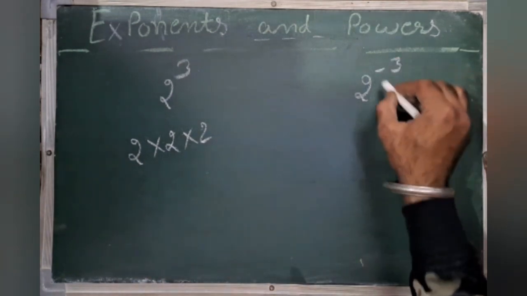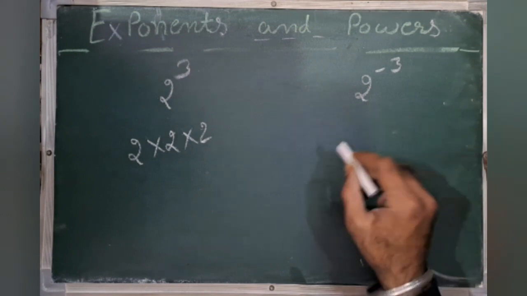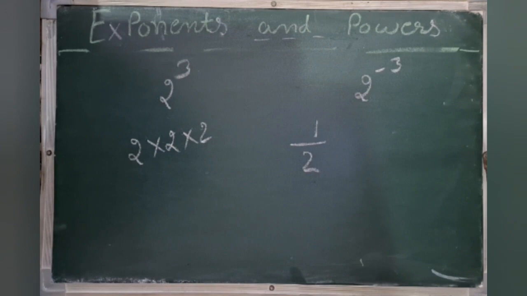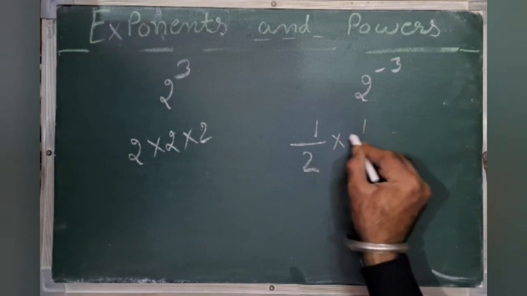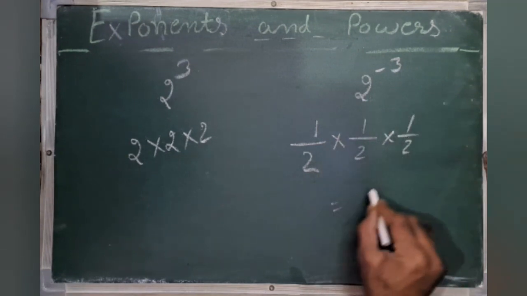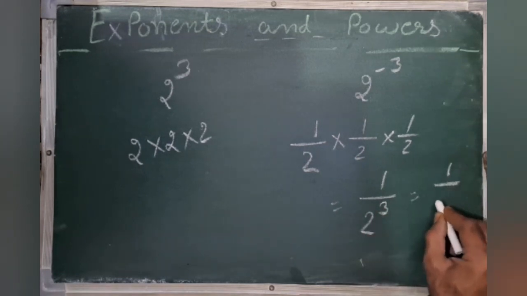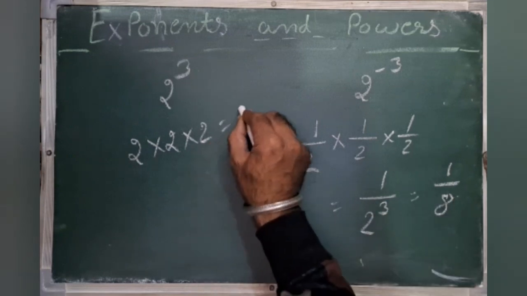That is, in this the exponent is negative. So what does the negative exponent tell? It tells how many times we multiply the reciprocal of the base. Here the base is 2, but the reciprocal of 2 is 1 by 2. Now how many times do we write 1 by 2? 3 times, because the exponent is 3. So that means 1 by 2 multiply 1 by 2 multiply 1 by 2, so that is 1 upon 2 power 3. We can write 2 power 3 is 2 into 2 into 2, that is 8. So in this, that is 1 upon 8.